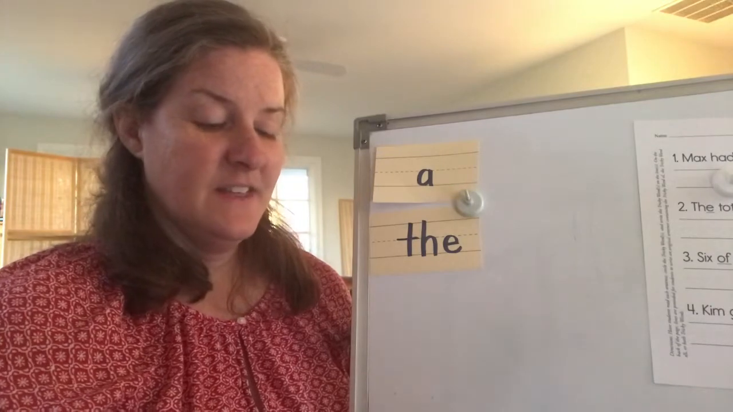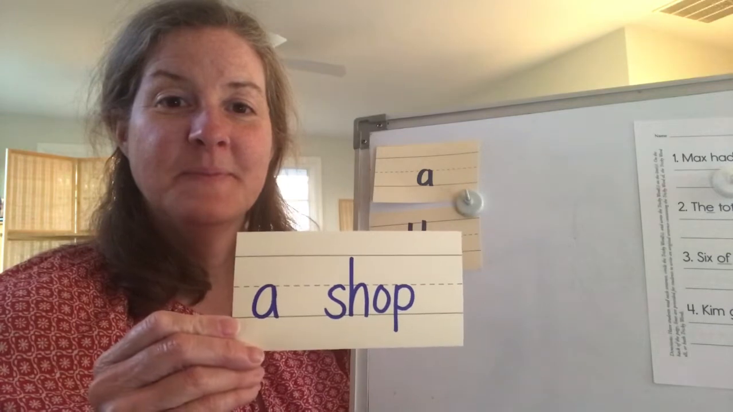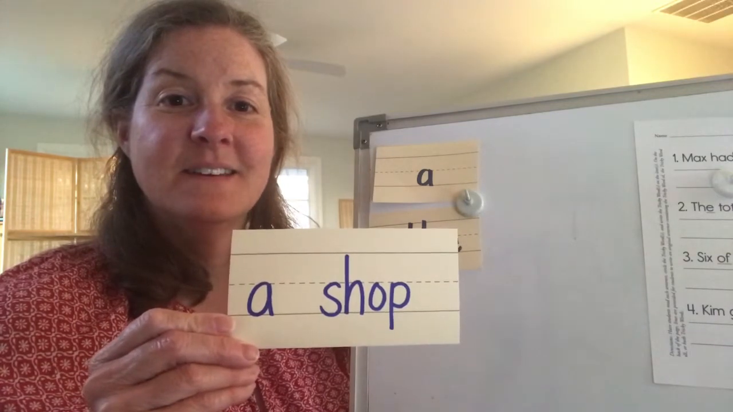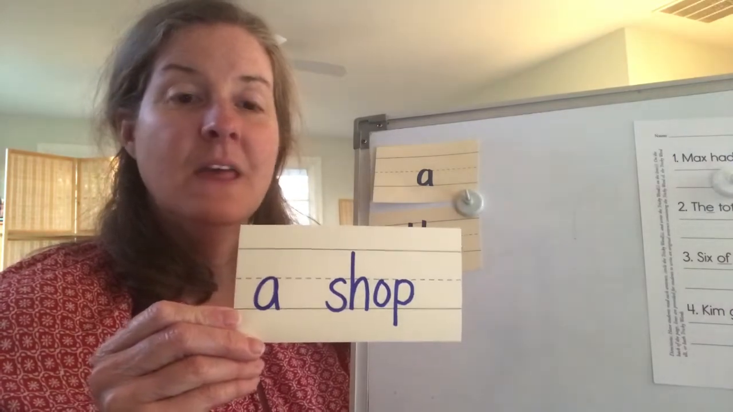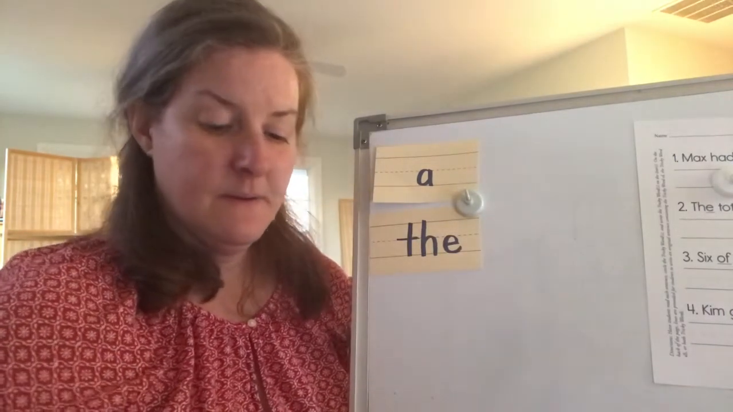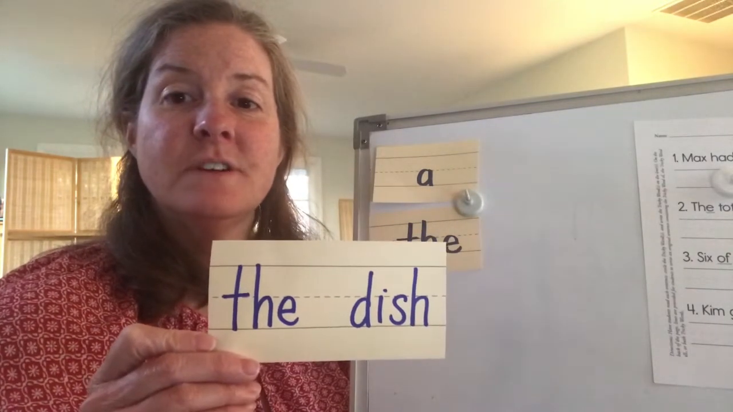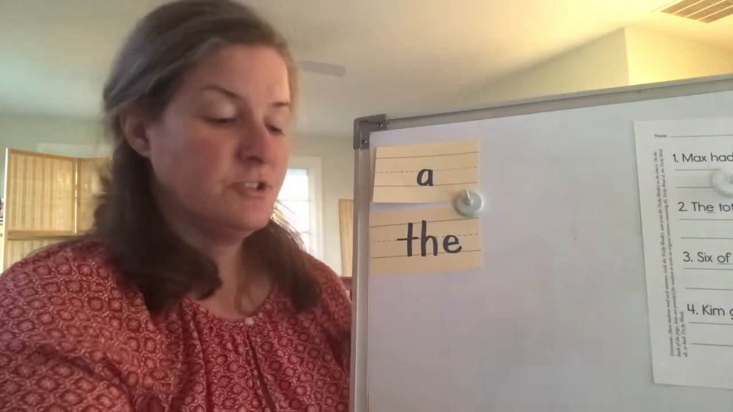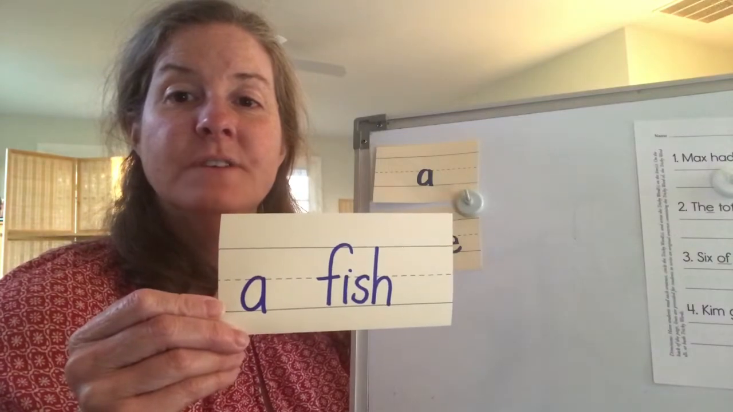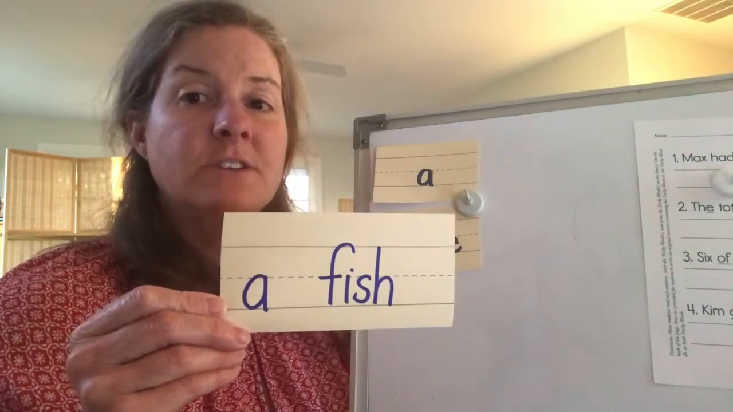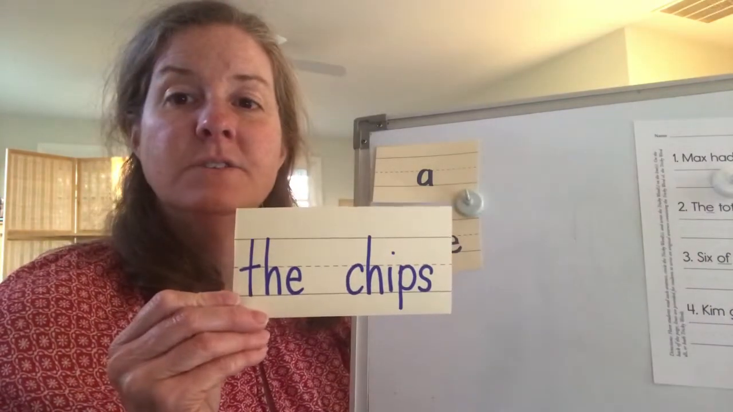Okay, let's have you try another one. Read that one first and then Miss Hales will read it. What does that say? It says a shop. A shop. Good job. Let's read this one. The dish. The dish. A fish. I saw a fish in the pond. The chips.